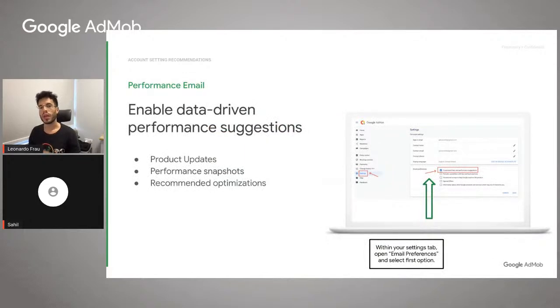And finally, if you want to be updated on product updates, performance snapshots, and recommended optimizations, please enable the data-driven performance suggestion option in your email preference section. By doing so, you will also be able to be updated on the next webinar that I or my colleagues will be holding.